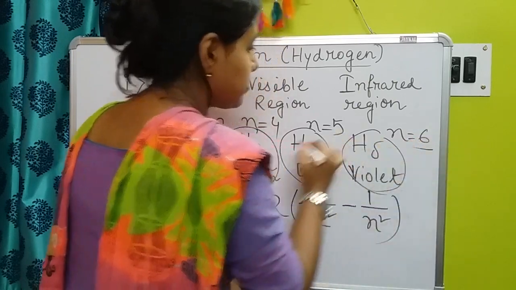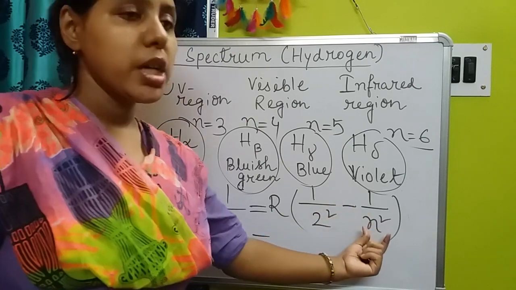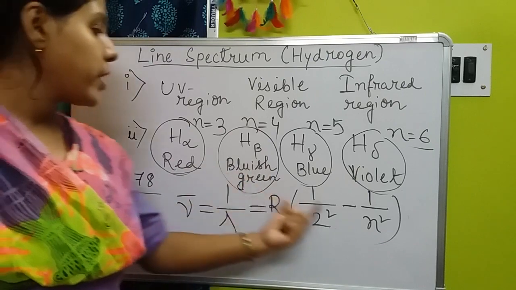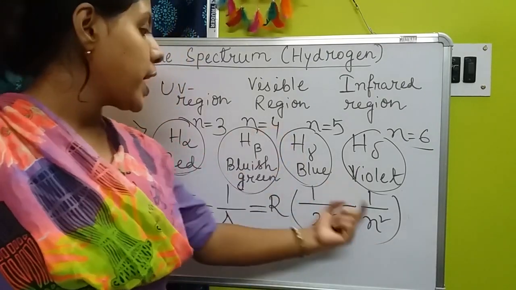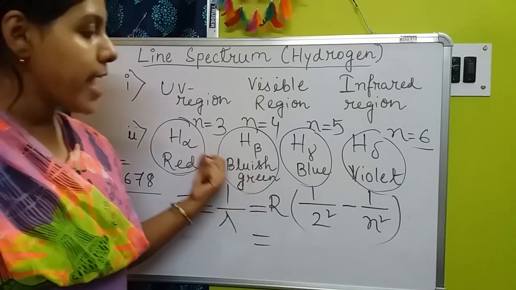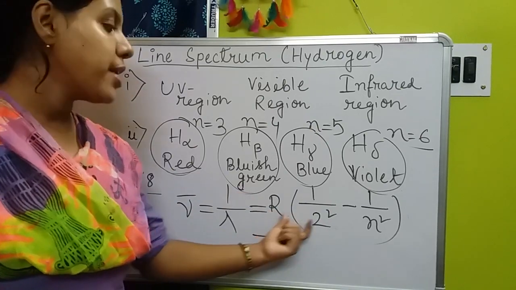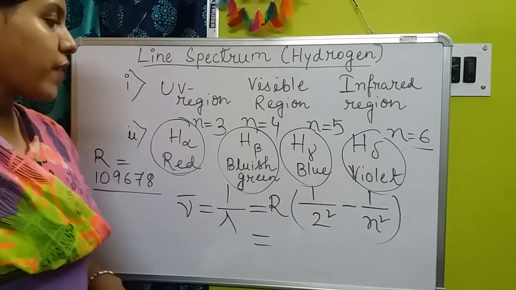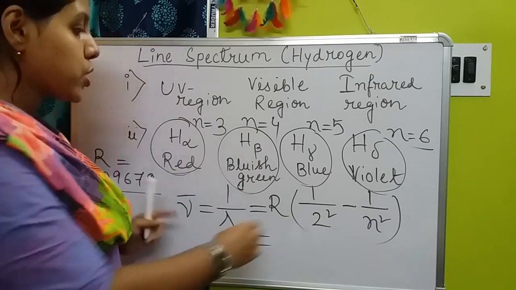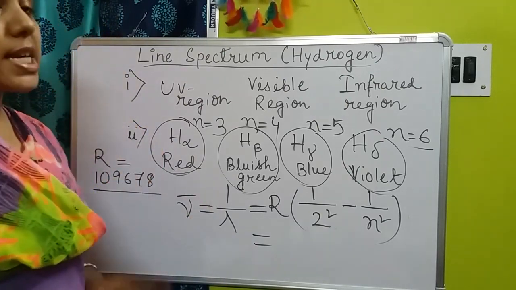So if we put the value n equals 3 here, we will get the wavelength for the red colored line. If we put 4, we will get the wavelength for the bluish green colored line, and so on. In this way, by putting the value of R and these values, we can get the wavelengths of these four colored lines, only in the visible region, which was discovered by the scientist Balmer.